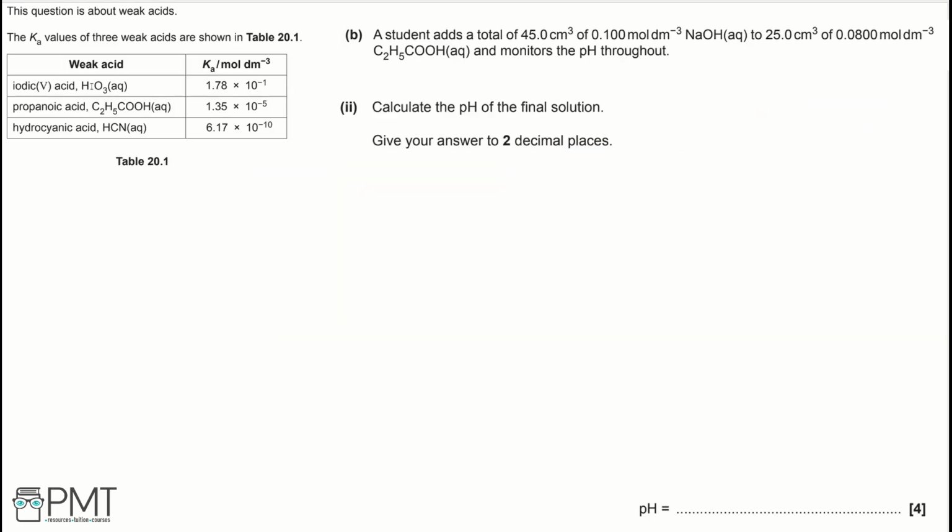Firstly, we need to highlight the key pieces of information. So that's the volume and concentration of NaOH and the volume and concentration of C2H5COOH, and the fact we have to work out pH to 2 decimal places. So we're going to be using the equation triangle firstly of n equals V times C.